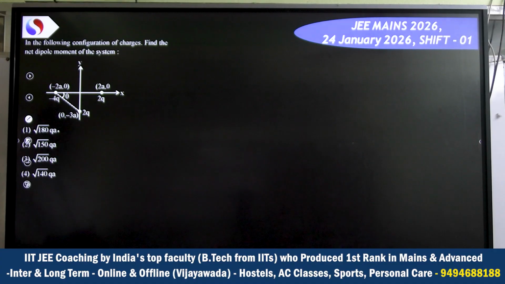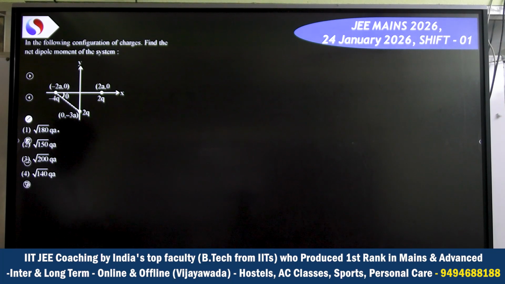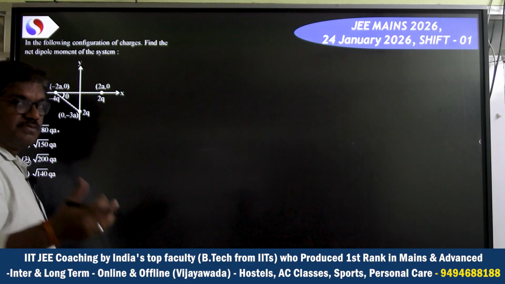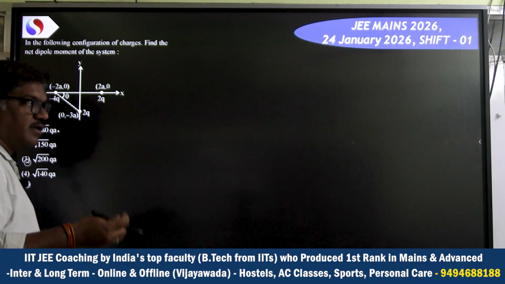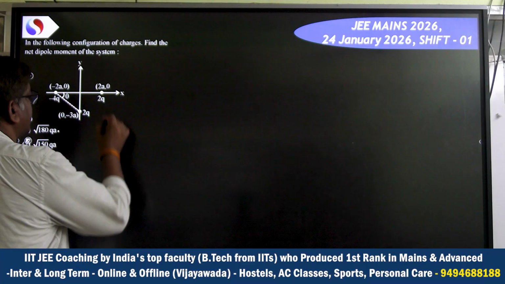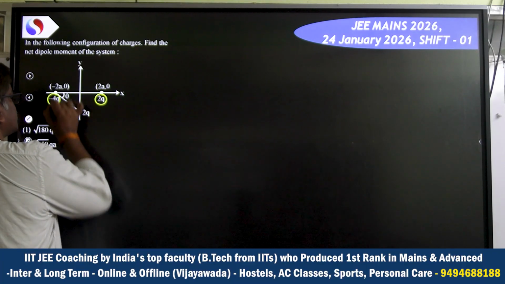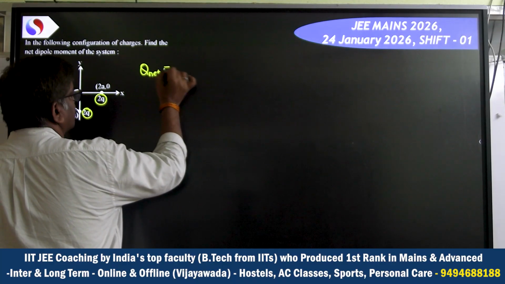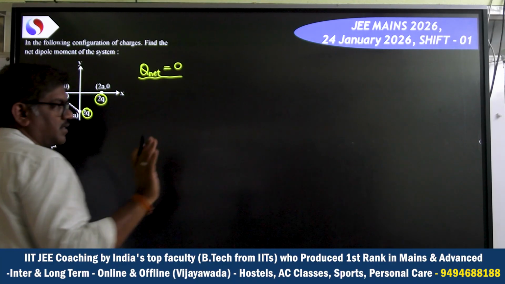Next one. In the following configuration of the charges, find the net dipole moment of the system. For this type of question, first you need to see the sum of the charges. Because when we are talking about the dipole moment of the system, if the overall charge is 0, we can choose the pairs of dipoles individually. For example, here this is 2q, this is minus 4q, this is 2q. That means the overall charge of the system is 0. That means they are forming dipoles.